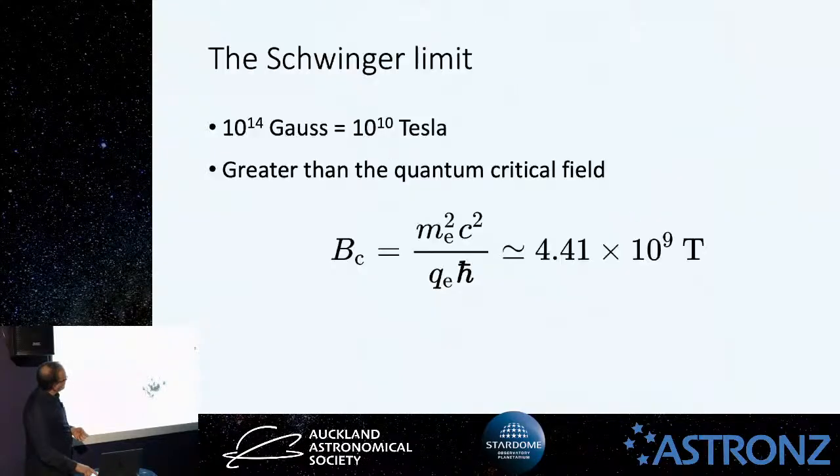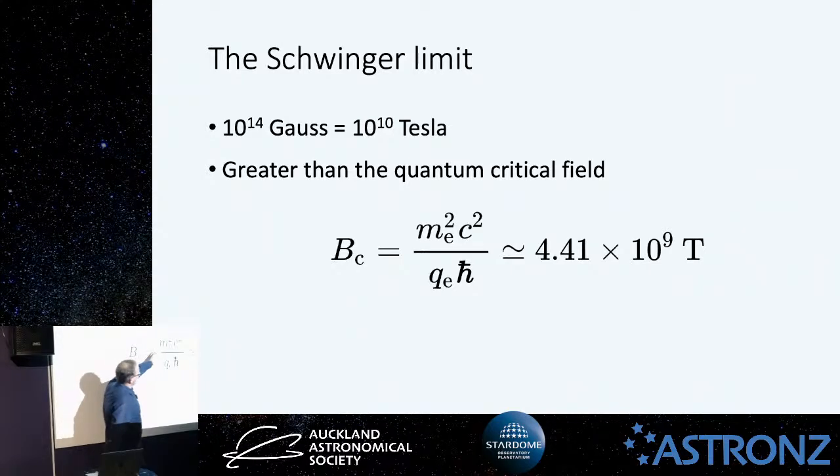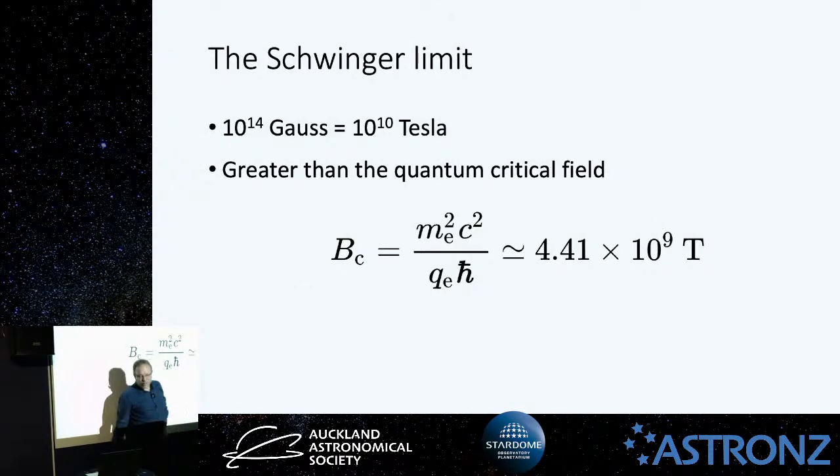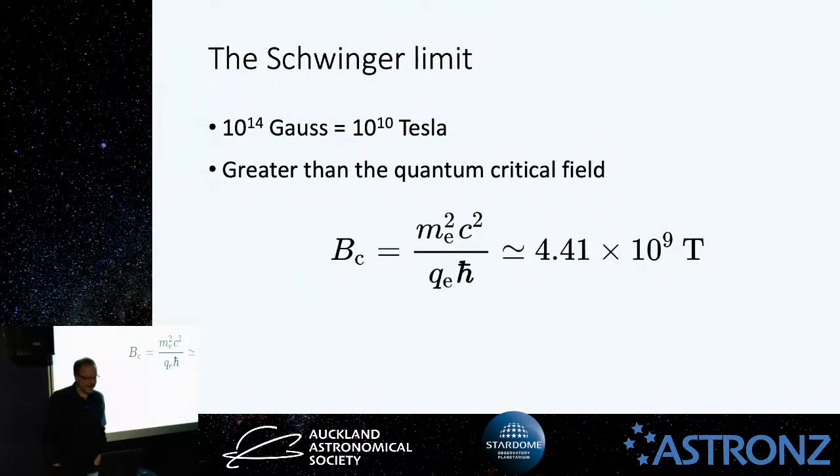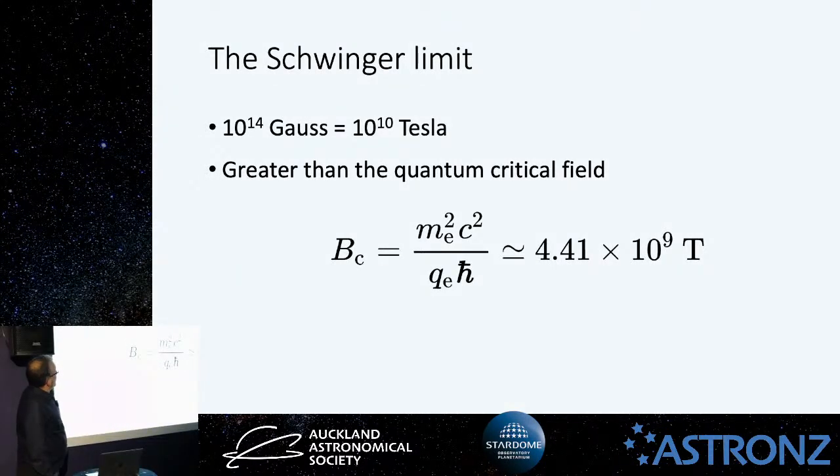So their magnetic fields are so strong, they're above something called the quantum critical field, also known as the Schwinger limit. It's given by this equation here. So here you have the mass of the electron squared, the speed of light squared, the charge of the electron, and then Planck's constant. So from all of these things, you can put this together and say it's around 4.4 times 10 to the 9 Teslas. But here we're talking about 10 to the 10 Teslas, so we're above this quantum critical field.